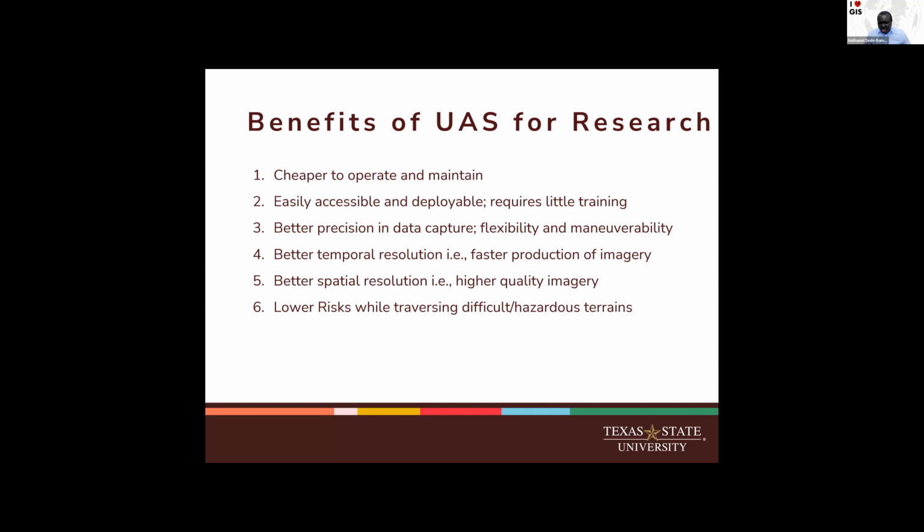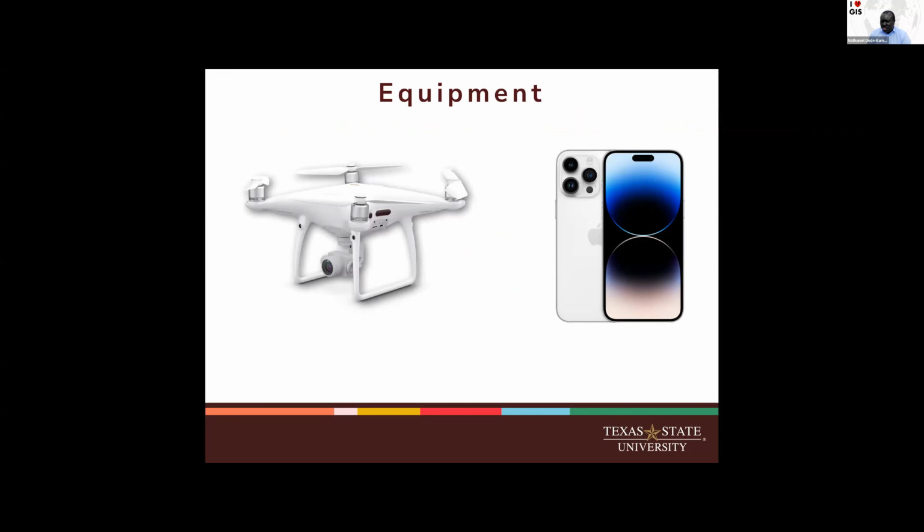Better spatial resolution, we are talking about what each pixel represents in real life. So with drones, you can capture high resolution. In that case, a smaller area is represented by each pixel, and then lower risk while traversing. There are a lot of places where we cannot go as researchers, but with drones, we can just sit, relax, and let it fly and capture over there. So these are some of the benefits. And with that, let's explore some of the equipment.